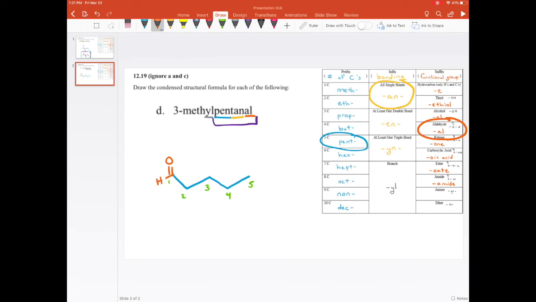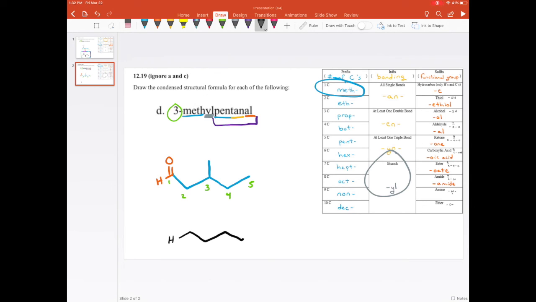On carbon number 3, we have another branch. This branch has the prefix meth, and so it's only going to have 1 carbon, and it is indeed a branch, we know, because it ends in YL. So we'll have a 1 carbon branch, there it is, 1 carbon on carbon number 3. If you wanted to see what this would look like all in the same color, it would look like this. That is 3-methylpentanal.